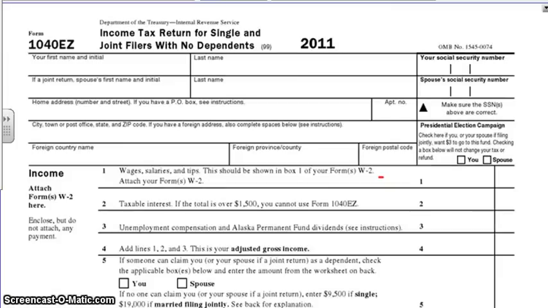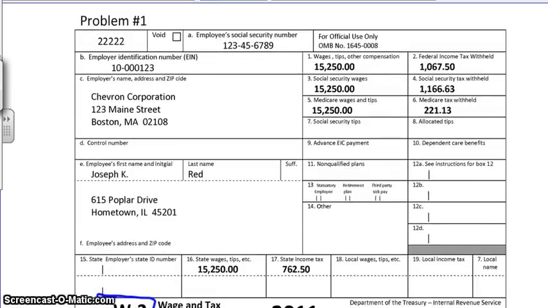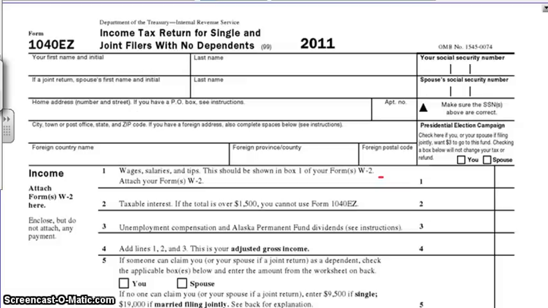So the very first thing that I want to start doing is filling out the top section where it says your first name and last name, address, and so forth. We are going to get that information, again, simply from your W-2 form. We are filling out for Joseph K. Red, and you will see 615 Poplar Drive, Hometown, Illinois is his current address. So we go back to our 1040 Easy form, and we start filling out Joseph K. Last name is Red.